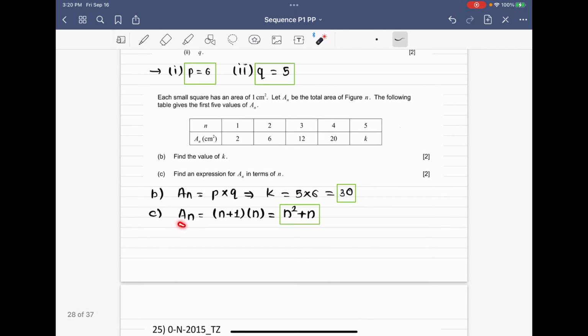So if I denote by An, An is basically n plus 1 times n. N plus 1 is your number of rows and n is the number of columns. N is here 1, so n plus 1 is 2. 1 times 2 is 2. 2 times 3 is 6, and so on. Here I am multiplying n plus 1 by n. 1 times 2, 2. 2 times 3, 6. 3 times 4, 12. 4 times 5, 20.